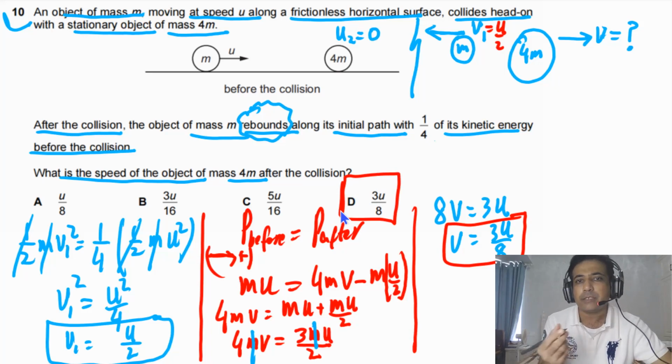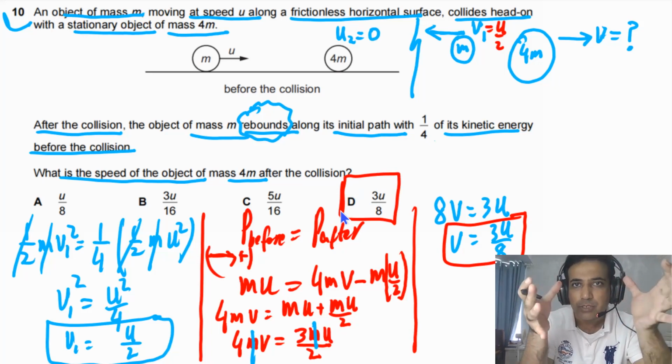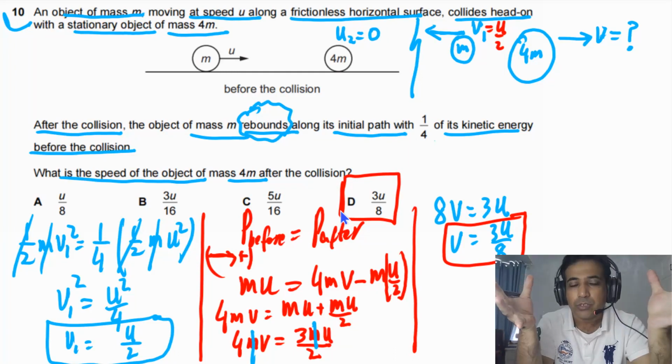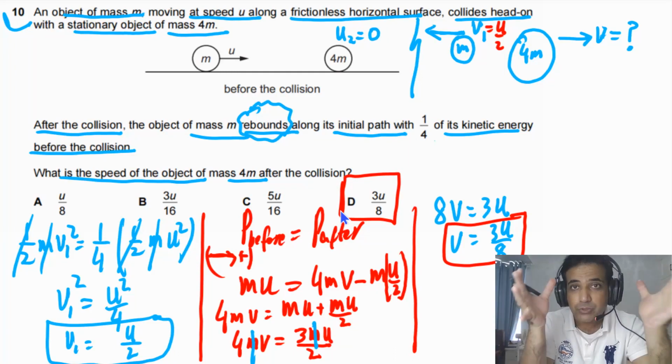A nice question. Simply first of all you need to understand how to calculate speed of m after collision, then simply you have to use conservation of momentum.